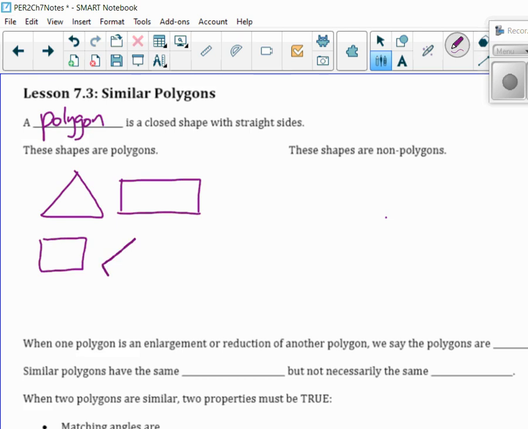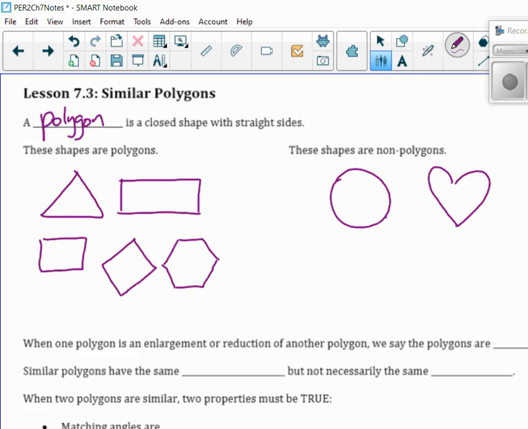A diamond, a hexagon, 1, 2, 3, 4, 5, 6, etc. So what are some shapes that are non-polygons? Well, a closed shape that doesn't have straight sides would be a circle. That's not a polygon. A heart.